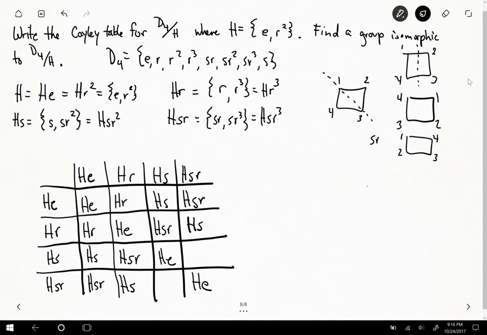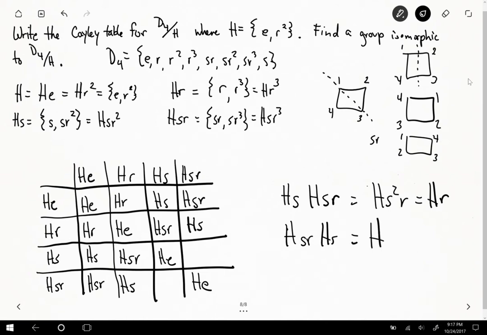Working this one out. So we're doing HS and HSR. Right, and hopefully we can see real quick as to why this commutes and what's happening there. So notice this is HS squared R. S squared is just the identity, so we have HR. That's not that bad. And then our next one, HSR and HS. I'm not saying we have to check it this way, but hopefully that hits the point home.